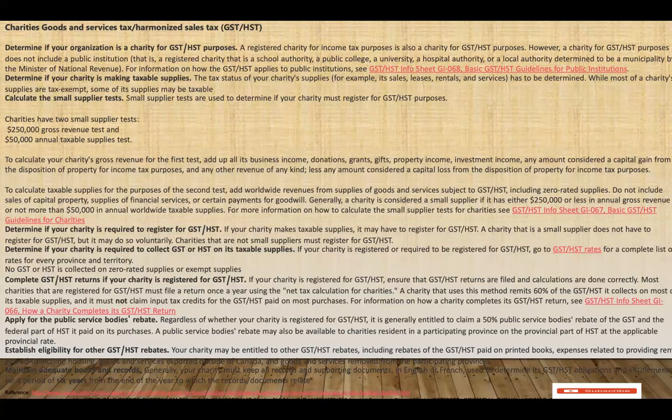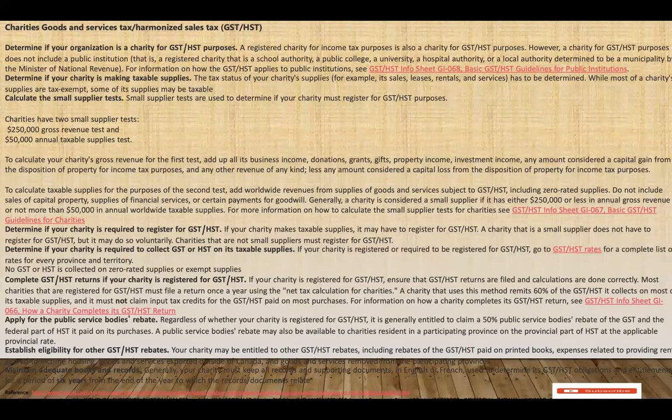So apply for the public service bodies rebate. Regardless of whether your charity is registered for GST or HST, it is generally entitled to claim a 50% public service body rebate of the GST and the federal part of the HST it paid on its purchases.